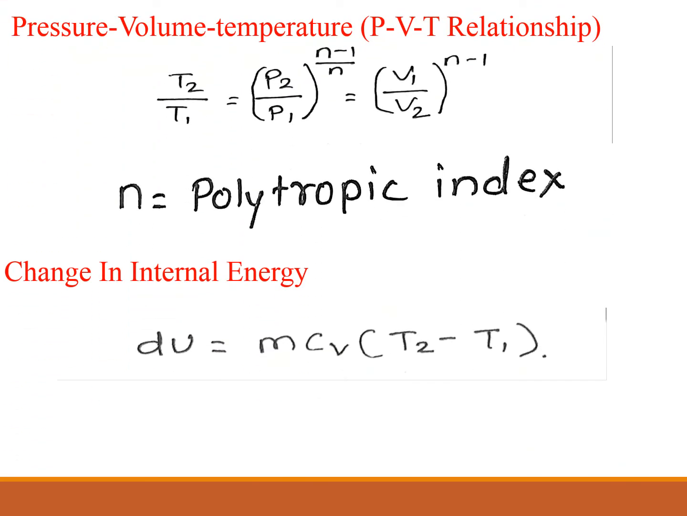PVT relation for polytropic process. The relation is T2 upon T1 is equal to P2 upon P1 raised to n minus 1 upon n is equal to V1 upon V2 raised to n minus 1. n is polytropic index. Change in internal energy. Change in internal energy is equal to mCv (T2 minus T1).